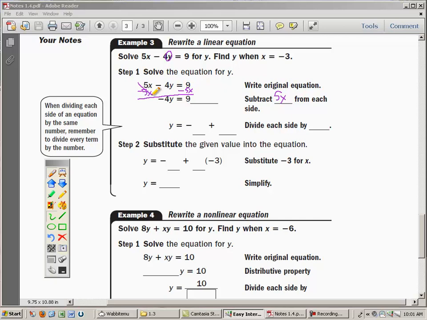So these cancel out. On the left side, all I have left is the negative 4y. On the other side, it's 9 minus 5x. All right? So then we're going to divide both sides by negative 4. So we're going to divide this whole side by negative 4. And just like on the previous problem, remember I said that it's this over negative 4 and this over negative 4. This becomes 9 divided by negative 4, which is negative 9/4.